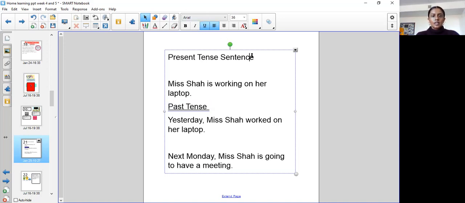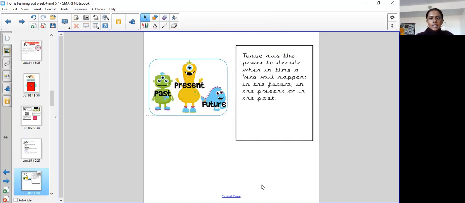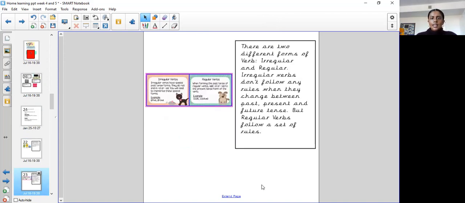And over here at the bottom, we have our future tense sentence, which is next Monday. Talking about next week, next Monday, Miss Shah is going to have a meeting. She hasn't had it yet, but is going to. So there are just some ideas of some sentences. Tense has the power to decide when in time a verb will happen, in the future, in the present, or in the past. There are two different forms of verbs, irregular and regular. Irregular verbs don't follow any rules when they change between past, present, and future tense, but regular verbs do follow a set of rules.